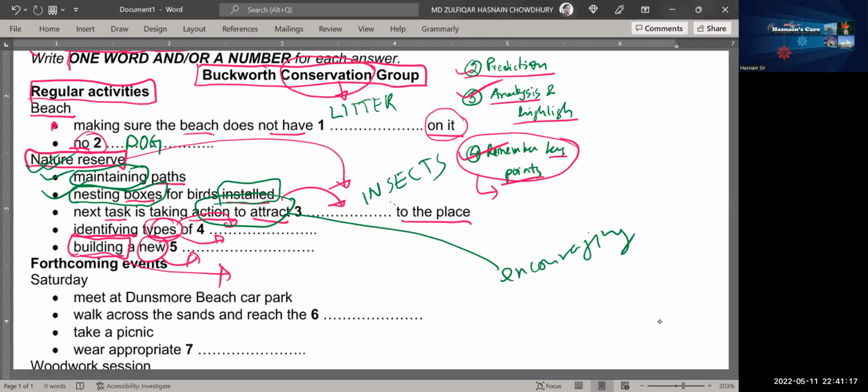They certainly are. Oh, and we're also running a project to identify the different species of butterflies. Species means types. Different species means different types. Species of butterflies. So your answer will be B-U-T-T-E-R-F-L-I-E-S, butterflies. So question number 4, the answer will be butterflies.